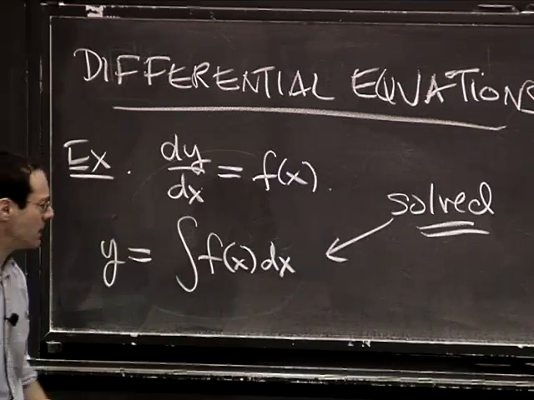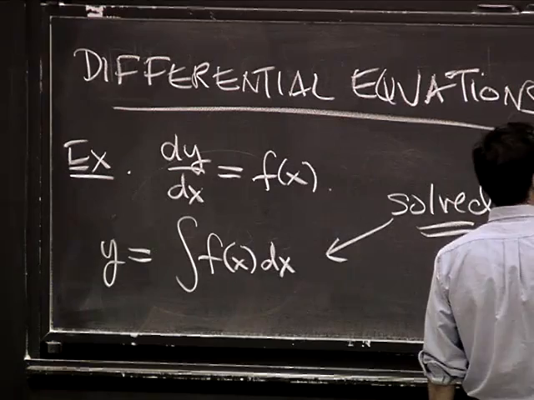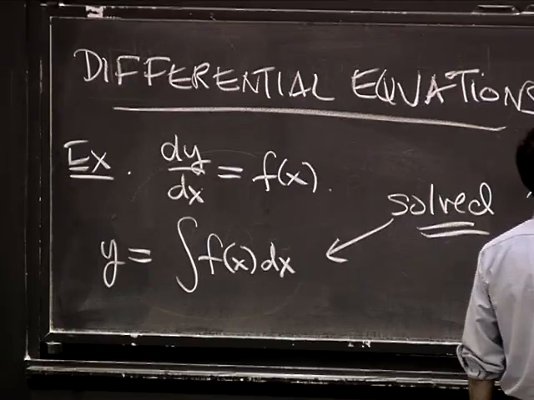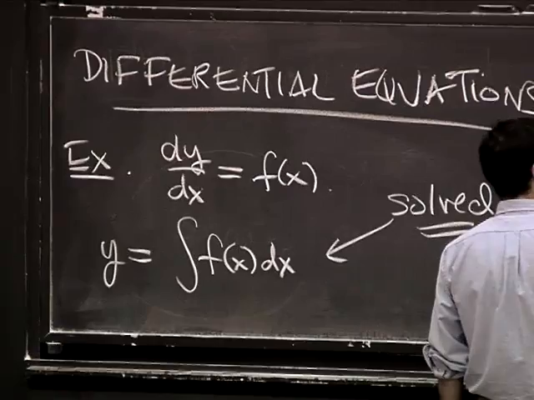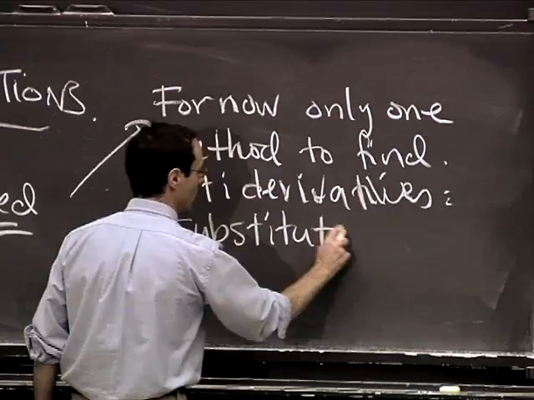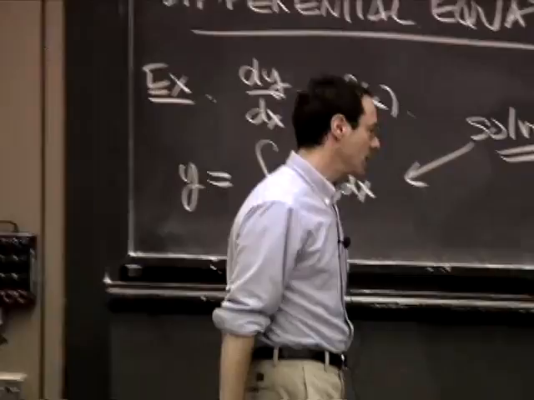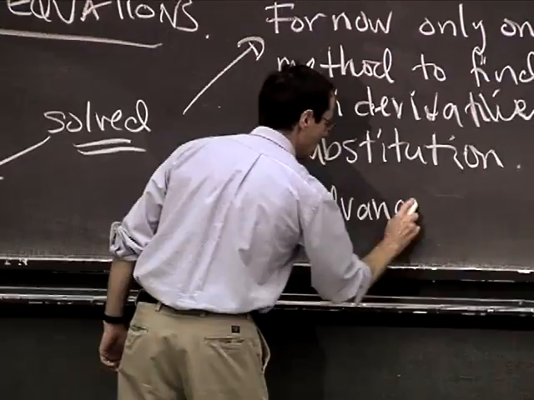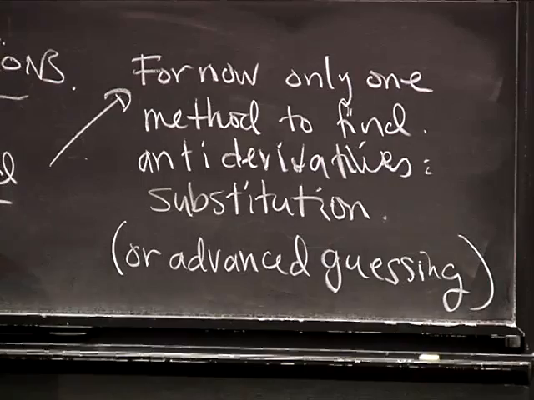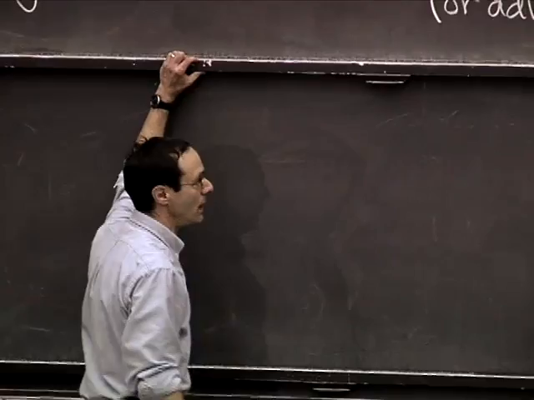And for our purposes now, for now, we only have one technique to find antiderivatives. And that's called substitution. It has a very small variant, which we called advanced guessing. And that works just as well. And that's basically all that you'll ever need to do. As a practical matter, these are the ones you'll face for now: ones where you can actually see what the answer is, or you'll have to make a substitution.